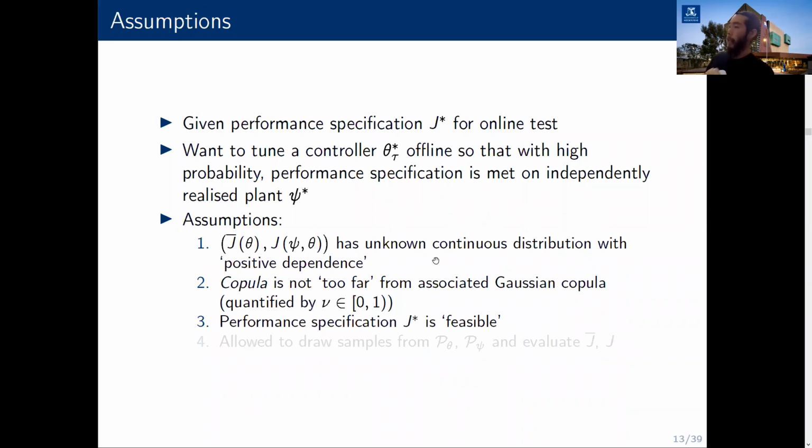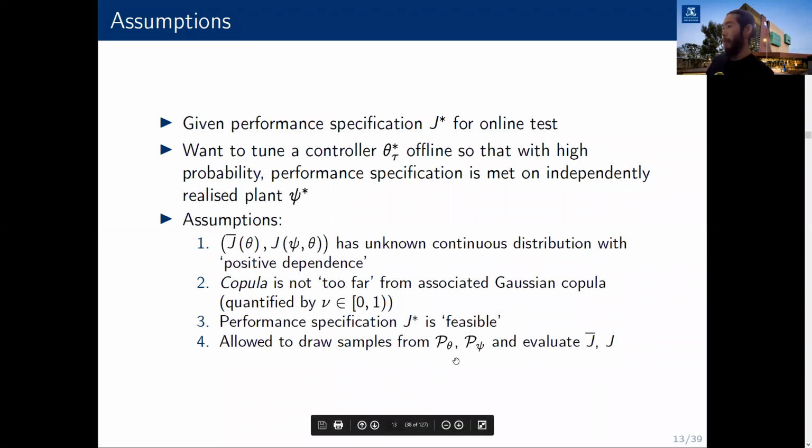Okay, so thirdly, this performance specification here, J star, this is feasible, and what that means, roughly speaking, is that if we draw a candidate controller randomly, then there's a non-zero chance that it's going to meet our performance specification. And the last assumption here is, we don't know this distribution fully, but we are still allowed to sample from this distribution. And we do that by drawing samples from our controller and plant distributions and then going to evaluate them on our performance functions.